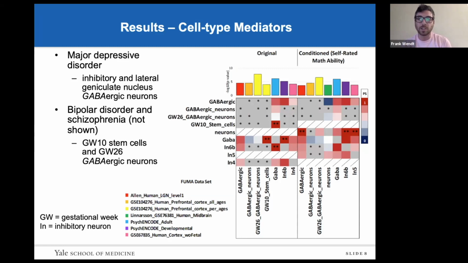When we condition on the self-rated math ability phenotype, we start to see this different pattern of differentiated cell type transcriptomic profiles, where we, for example, start to see independent associations with the inhibitory neuron 5 and the general class of neurons here. We also perform these analyses with bipolar disorder and schizophrenia. Those figures are not shown here, but we do identify the differentiated transcriptomic profiles for gestational week 10 stem cells and gestational week 26 GABAergic neurons.